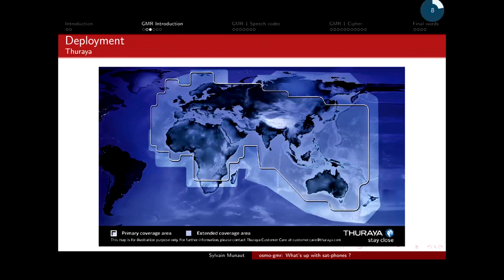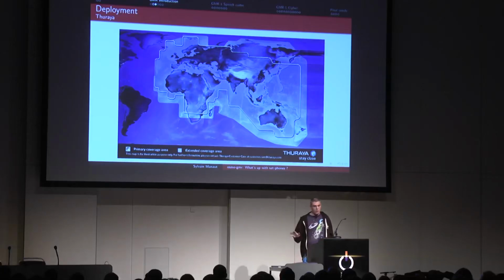So this is the coverage zone for Thuraya. As you can see, Europe is very well covered. So there's no problem if you want to receive the signal. If you're somewhere in that area, you can see it.